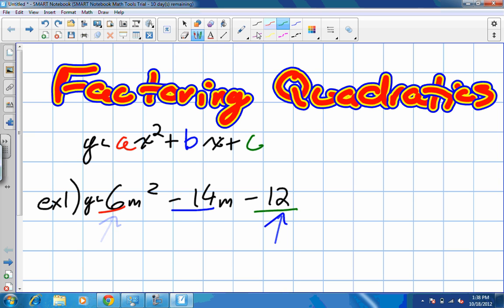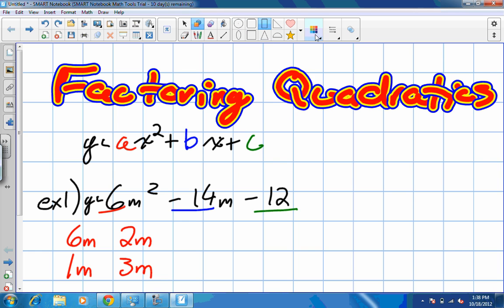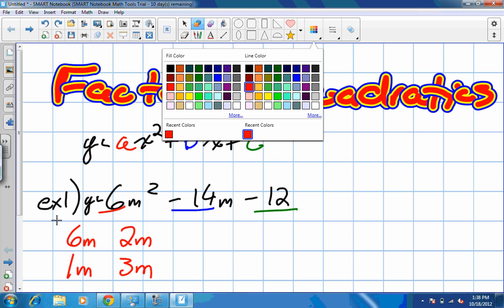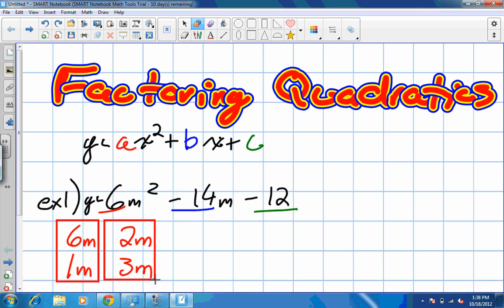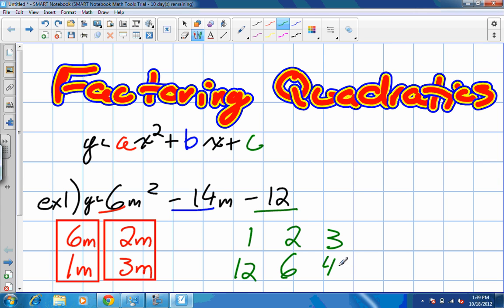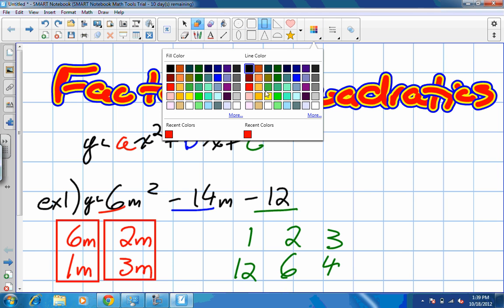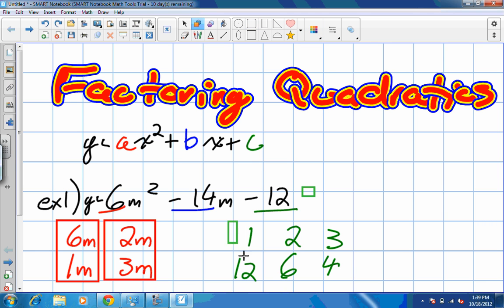So we look for the factors of 6. Well, factors of 6m are 6m and 1m, and 2m and 3m. Okay? So what we now have are two columns to test out to see which will be the first terms. And with our second terms, we have to look for factors of 12. Factors of 12 are 1 and 12, 2 and 6, 3 and 4. Okay? And again, we set them up into columns so that we know that we don't use the wrong numbers.